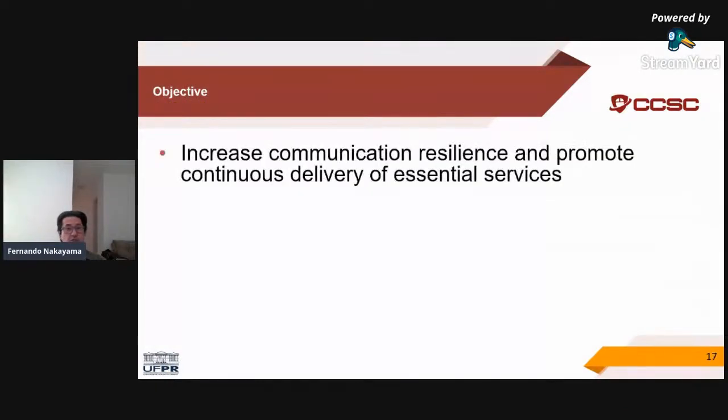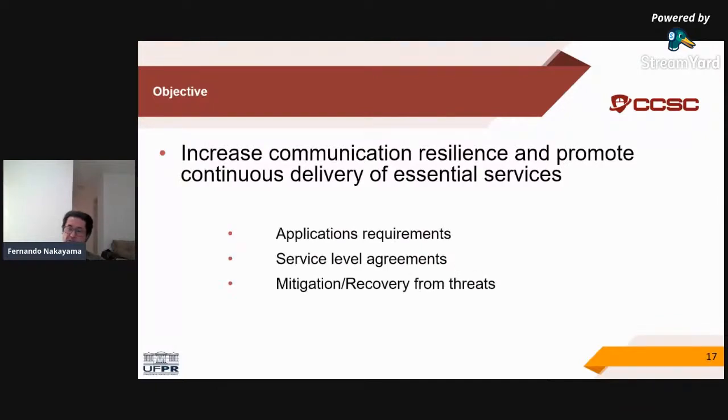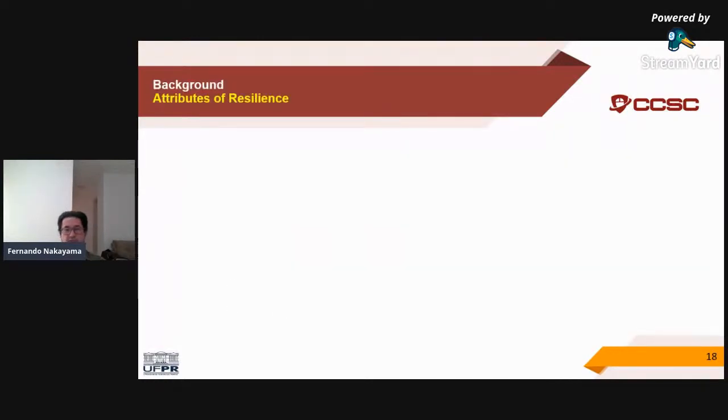Our objectives include increasing the communication resilience and also promoting the continuous delivery of essential services while we attain the application requirements, the service level agreements, some type of mitigation and recovery from the threats, and adaptation throughout the essential services. So next, I will provide some background information regarding the resilience disciplines, the IOHT applications and requirements, and also the long-term resilience for IOHT.